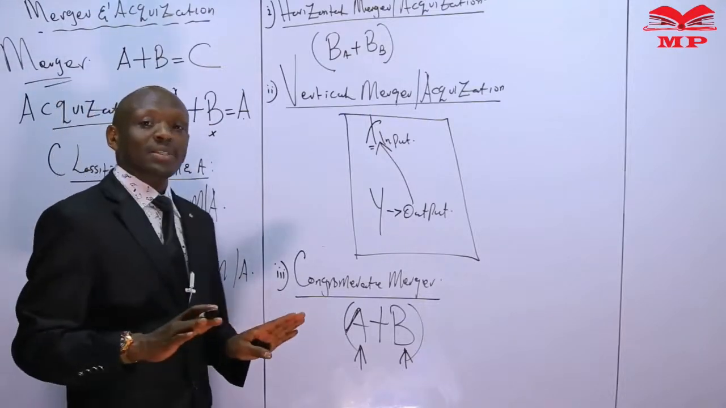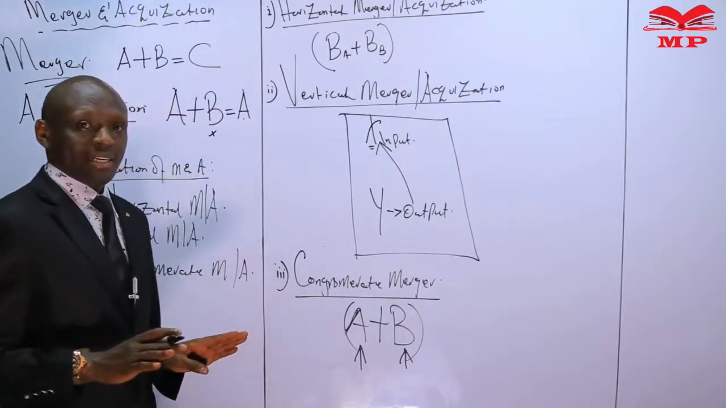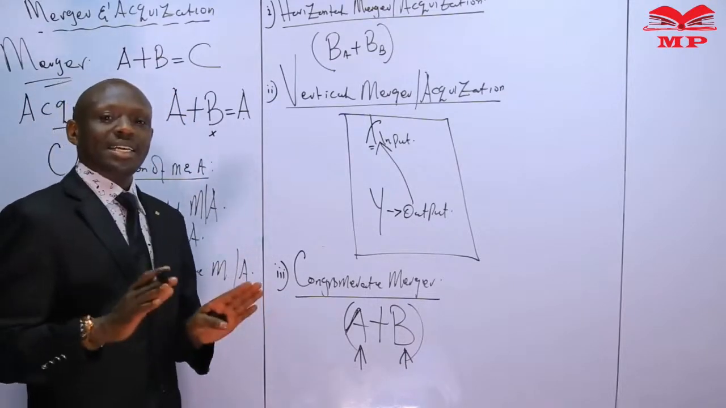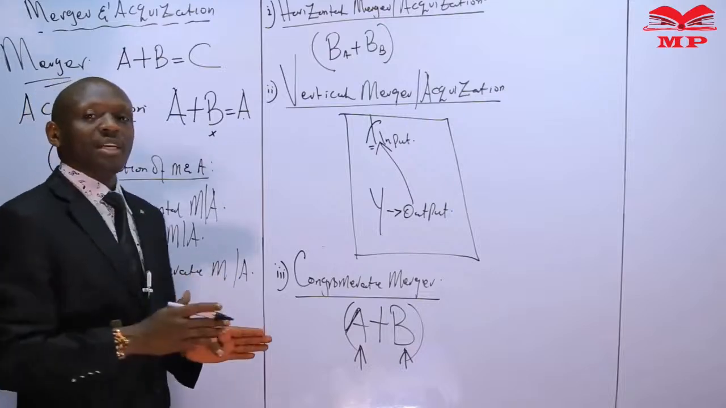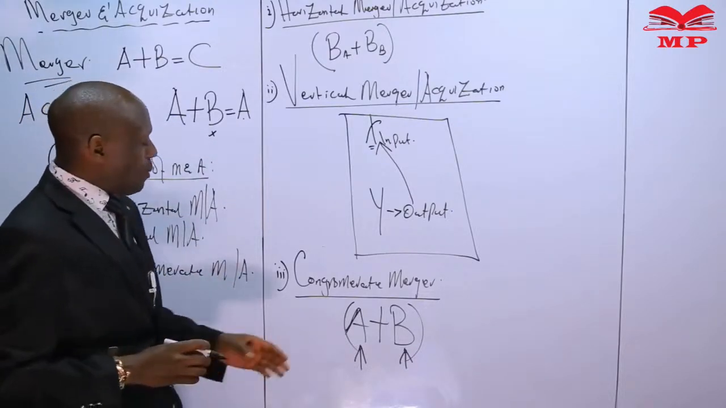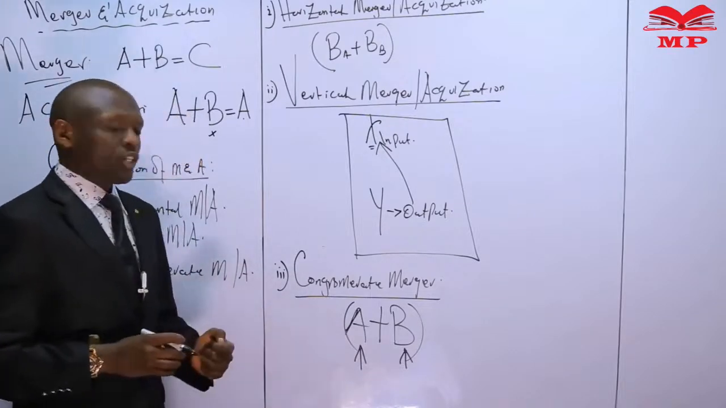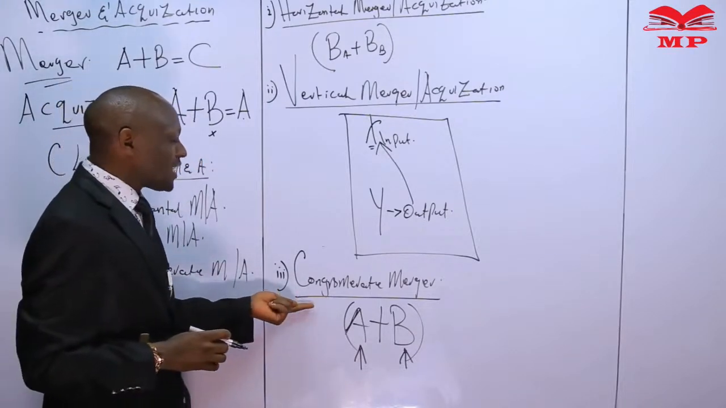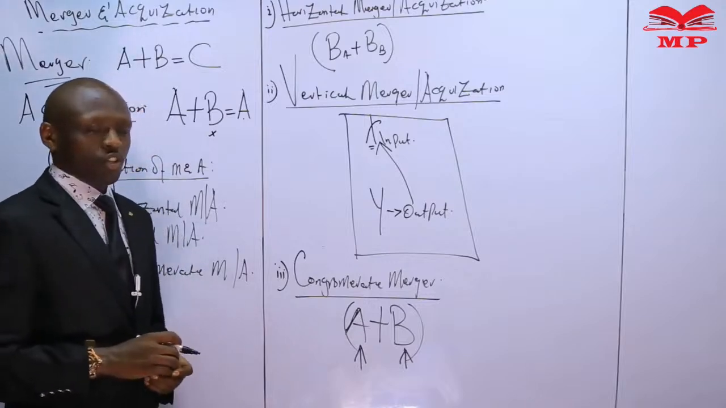When you look at the two firms, they are not related. They are in different industries. They offer different goods and different services. When such a combination occurs, we talk of a conglomerate merger or acquisition.